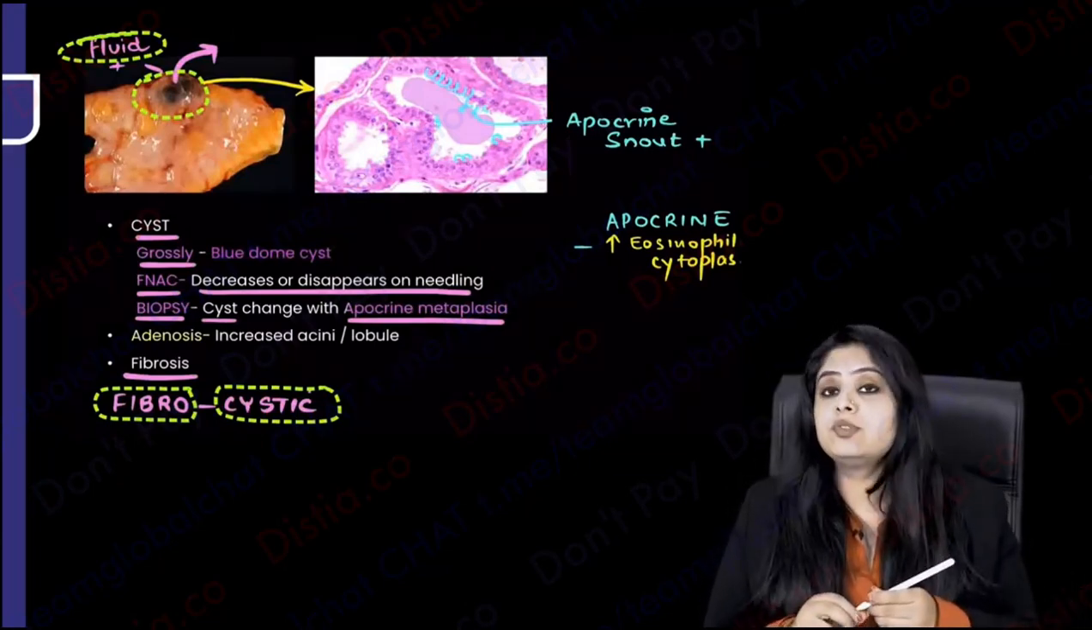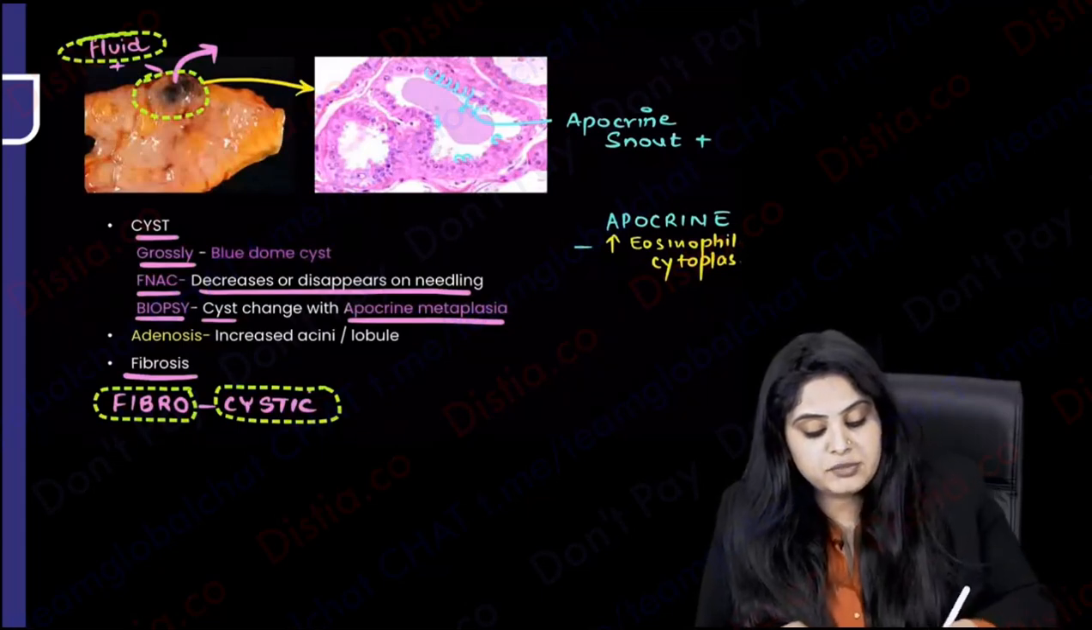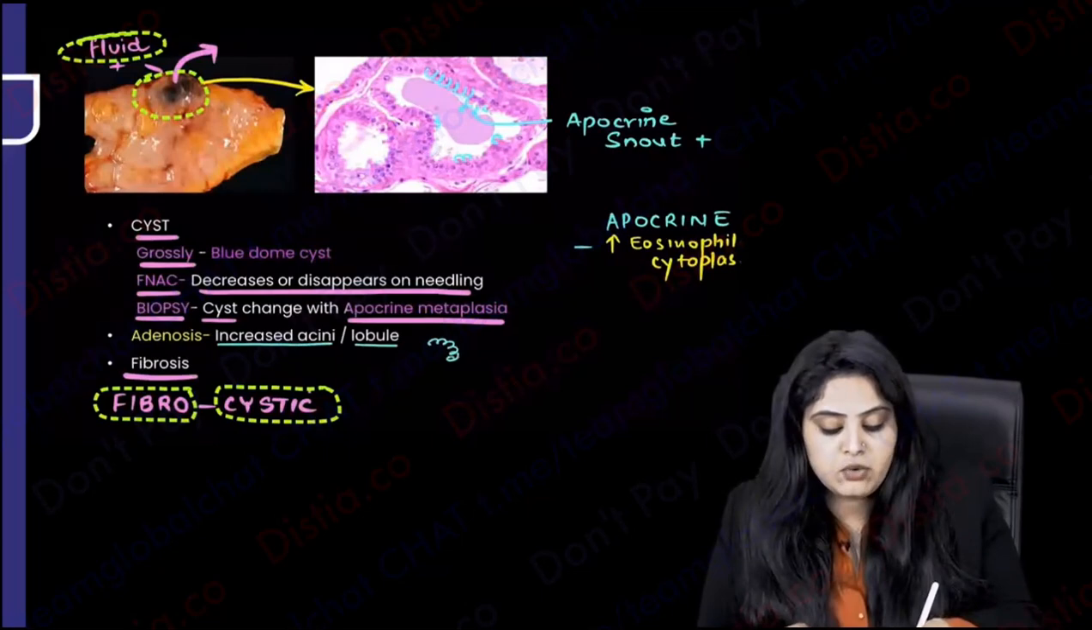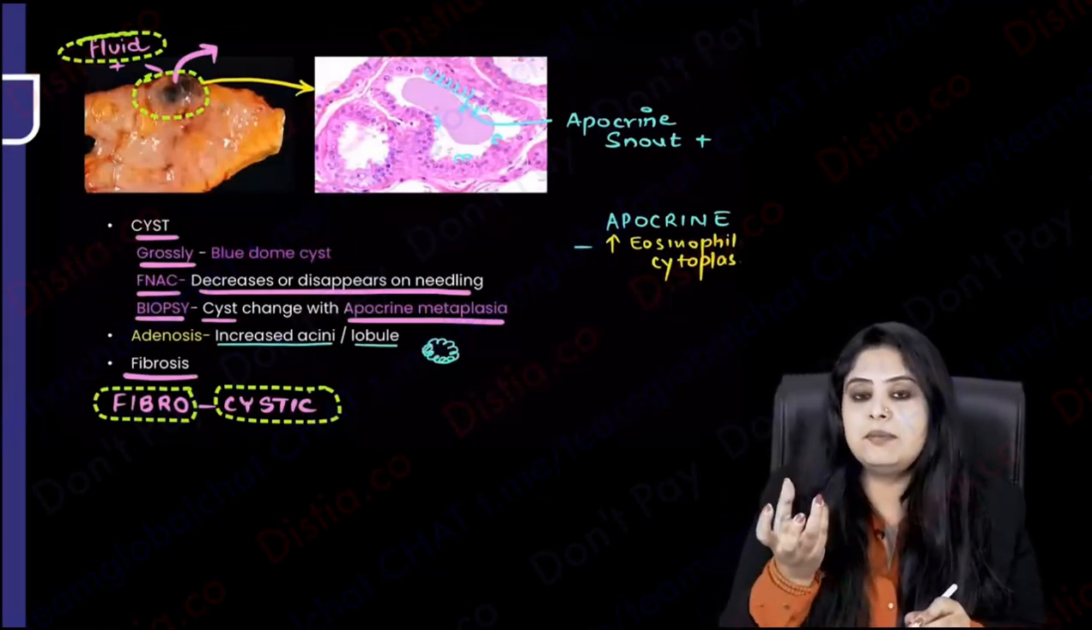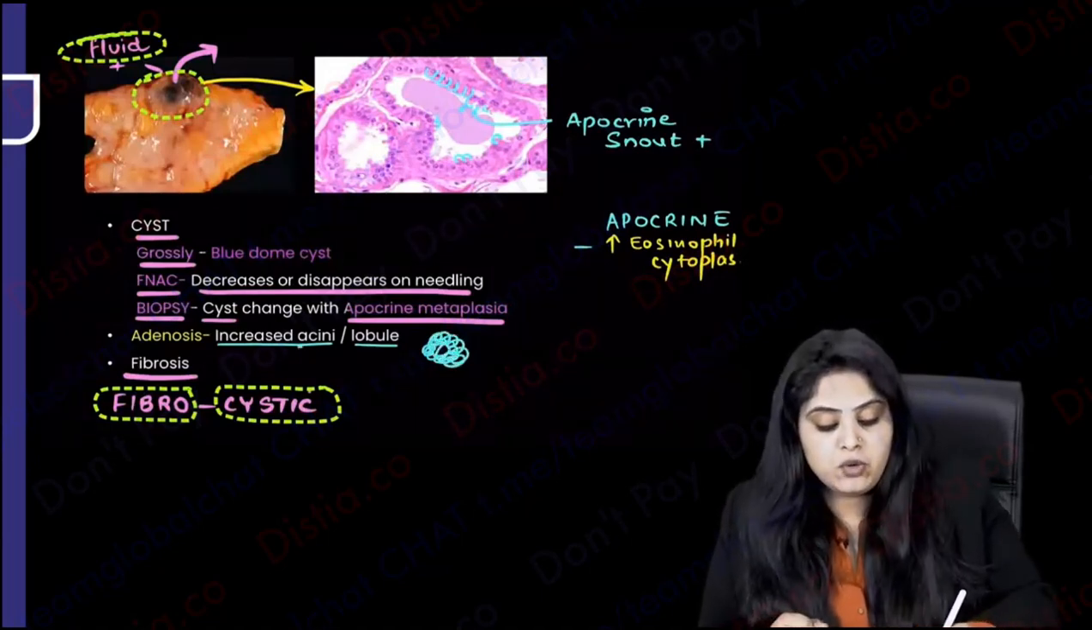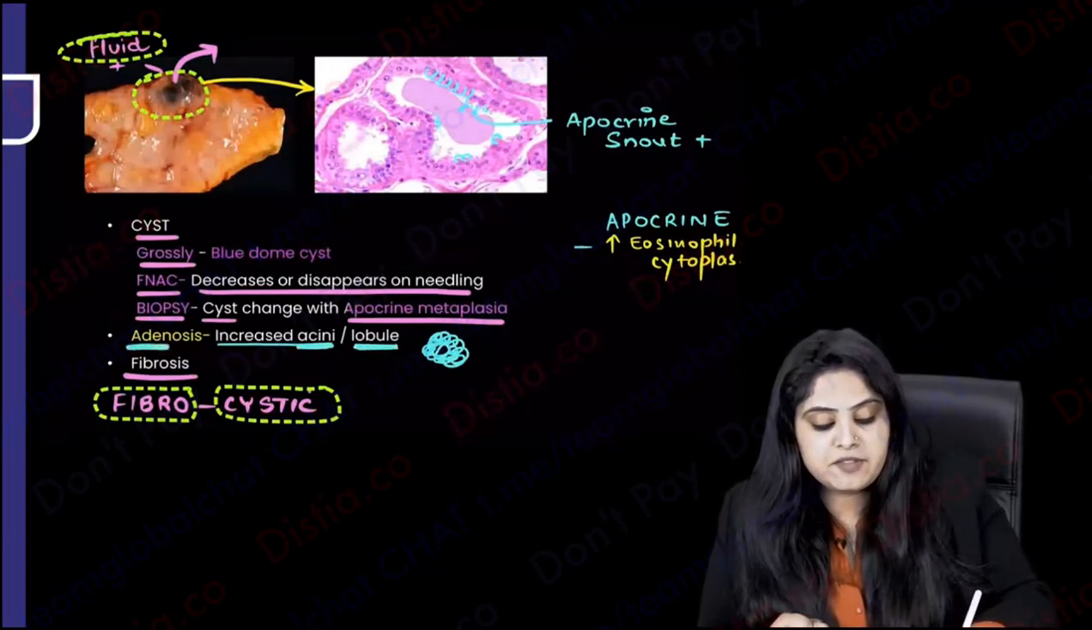Adenosis is what? So you need to know the definition of adenosis. Adenosis means increased acini per lobule. Do you remember I told you that every lobule is made up of that bunch, grape-like bunch? So there will be more grapes in that bunch, more acini. So more acini per lobule is referred to as adenosis.